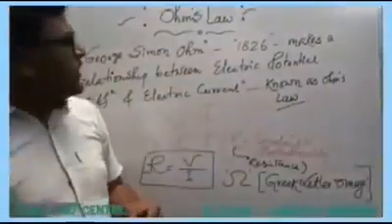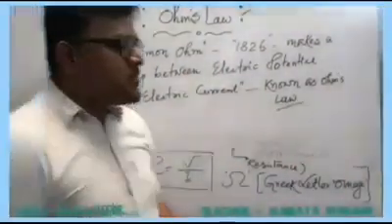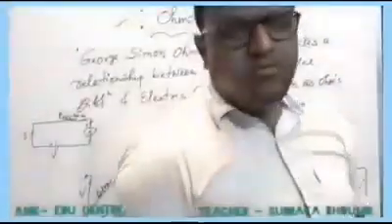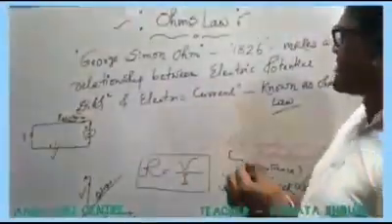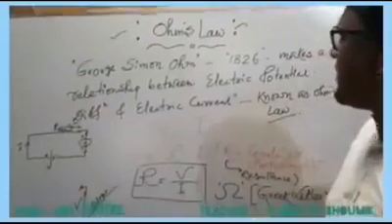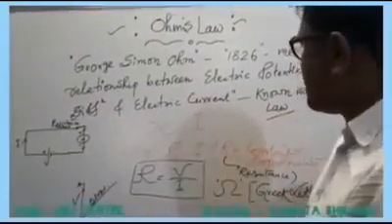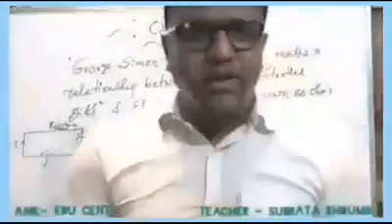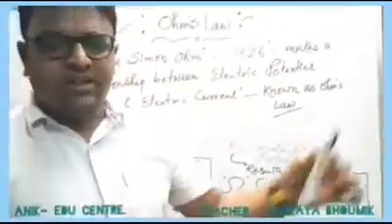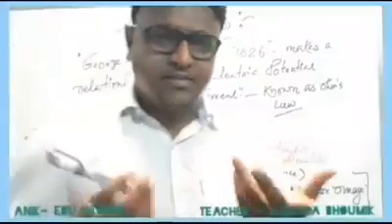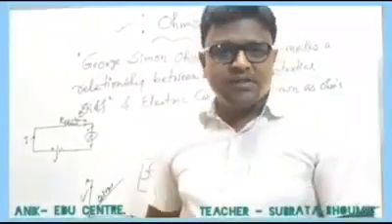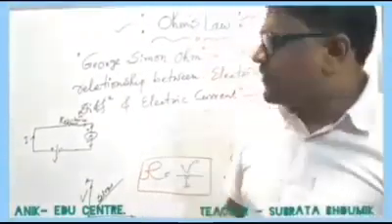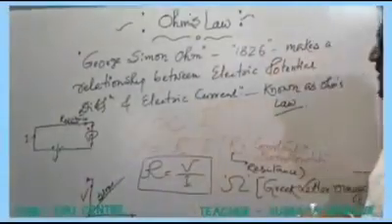Approximately in the year 1826, a German physicist, George Simon Ohm, studied the relationship between electric potential difference and electric current. In common language, when voltage increases, current increases. When voltage decreases, there is less supply of electric current. What is the phenomenon behind that?